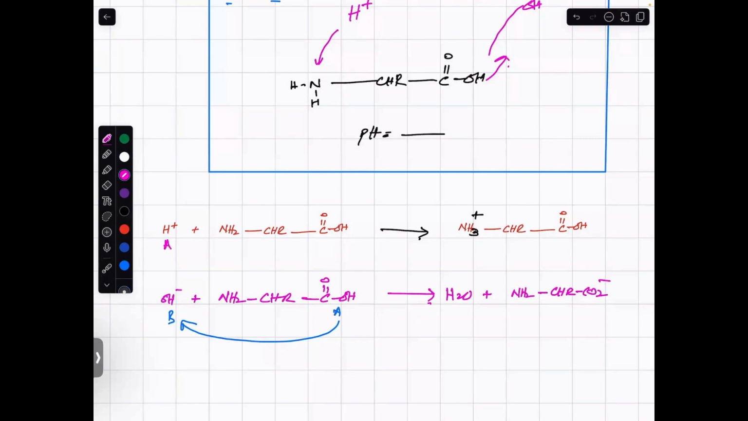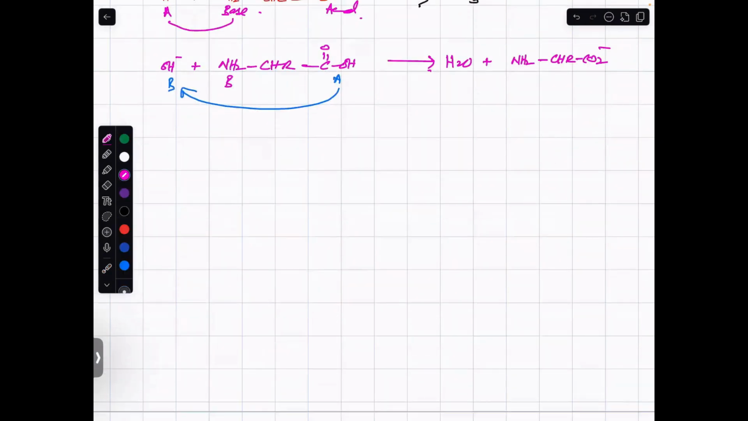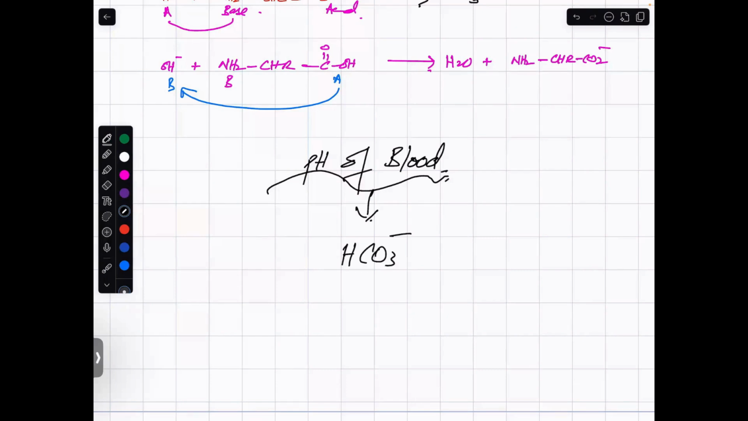If this is acid, this is what? Base. React. This is acid. Acid is not going to react with acid. This is base. So base is not going to react with the base. It is reacting with acid. Another thing. Usually in the paper they ask how the pH of the blood is maintained. pH of blood before surgery. Before surgery, pH of the blood is maintained by injection of HCO3 negative.